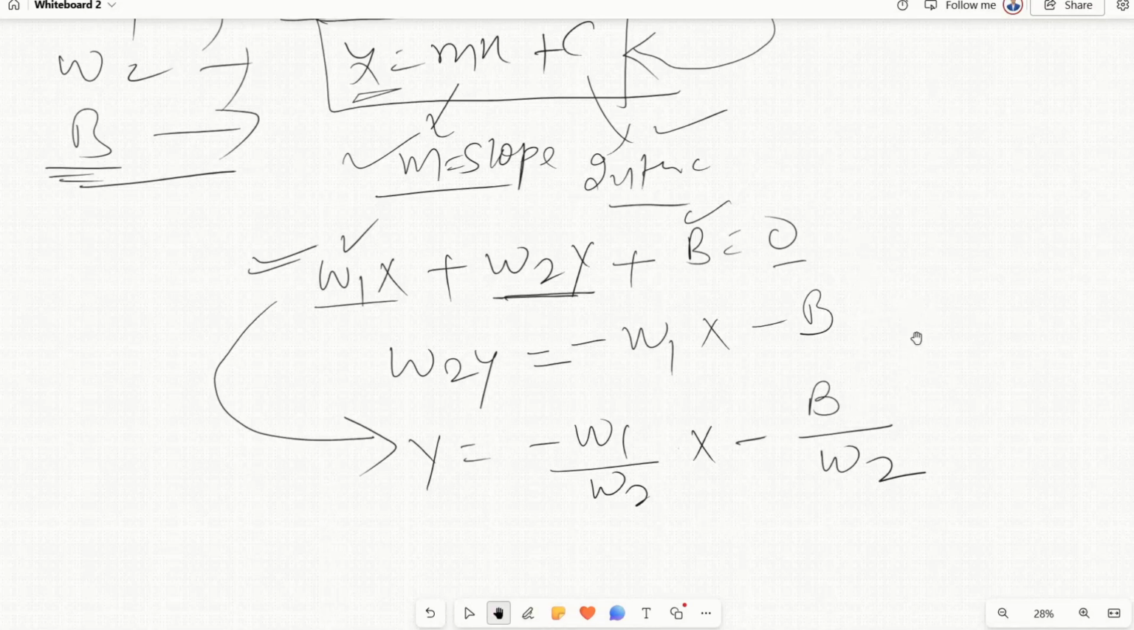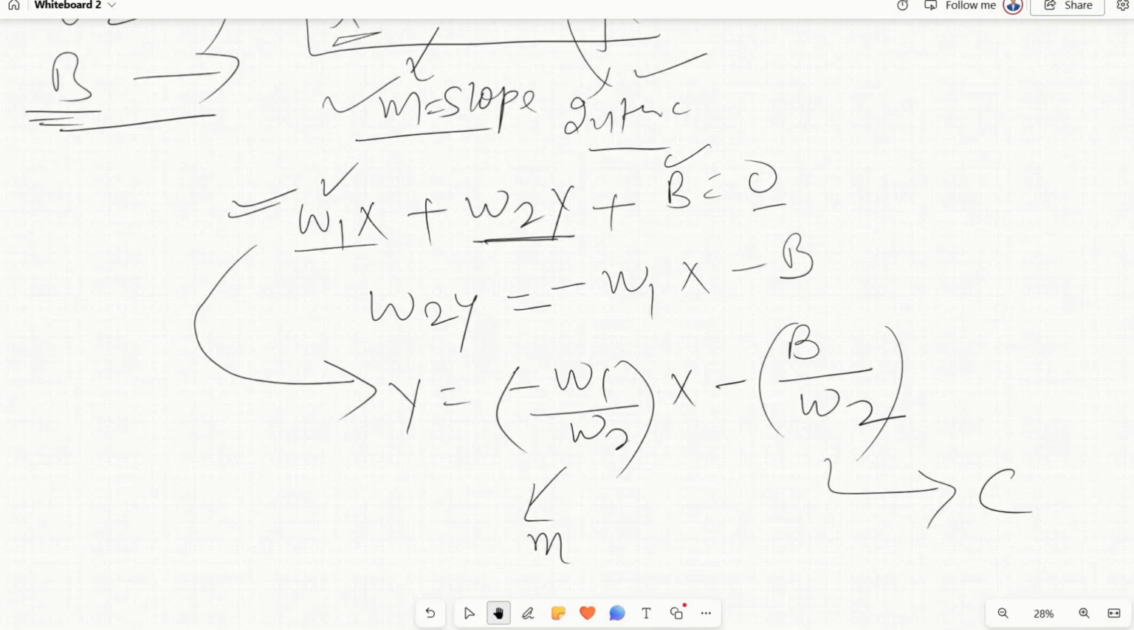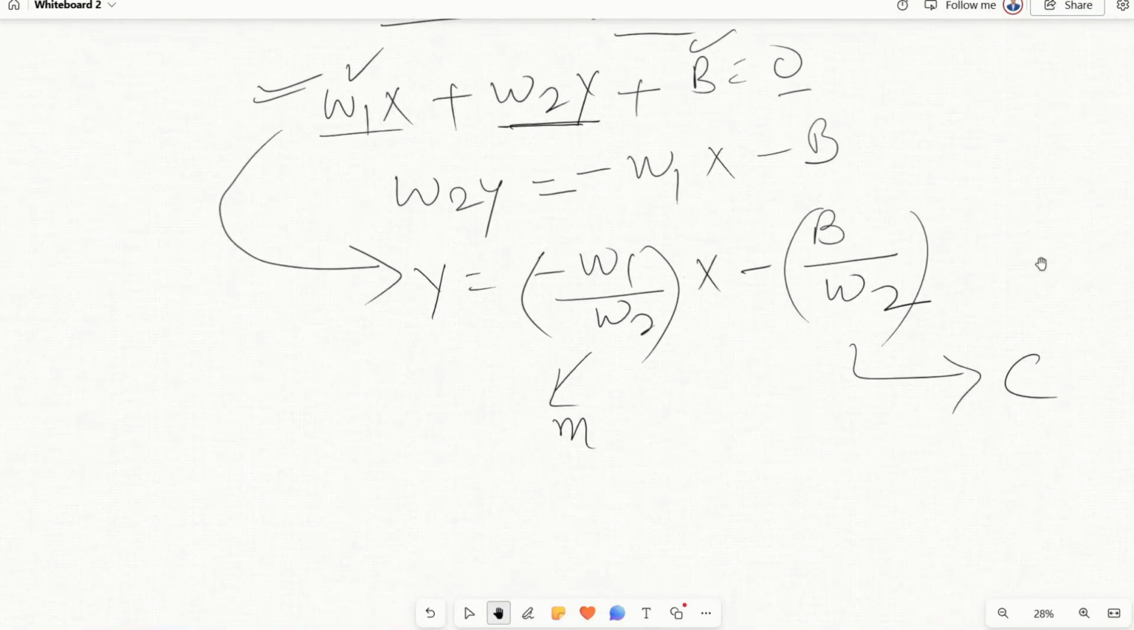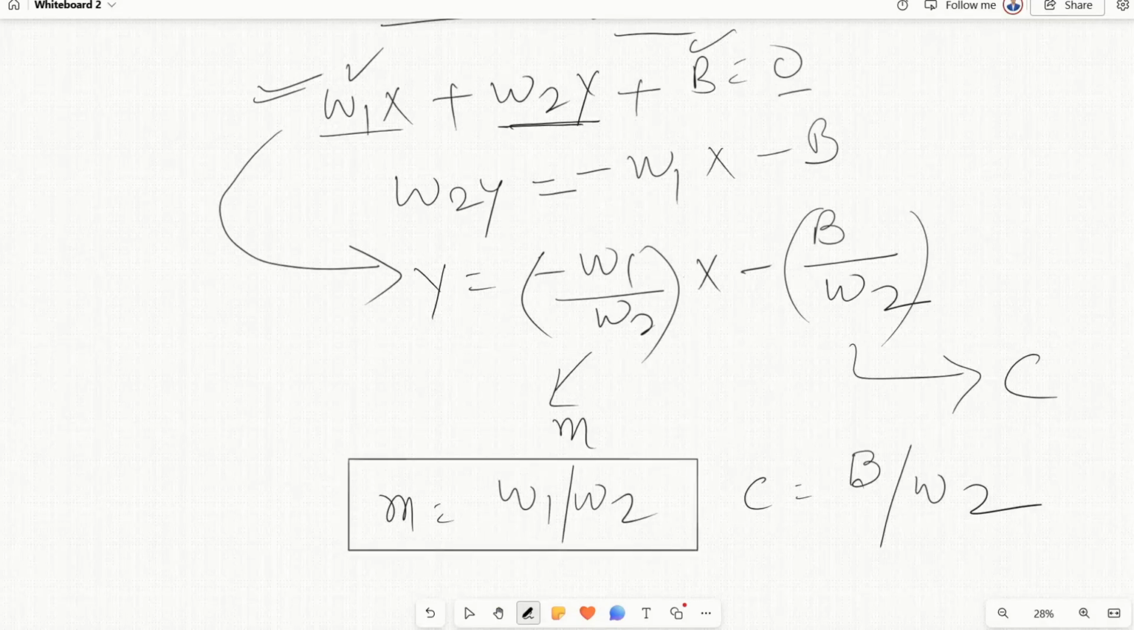You can see that now this portion is equal to m, the slope, and this portion is equal to c. So I can find that my m is equal to w1 by w2, and my c is equal to the intercept b by w2. So I found these two terms mathematically. I hope you're able to understand the math.